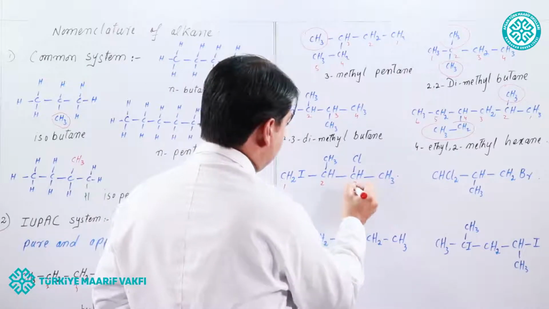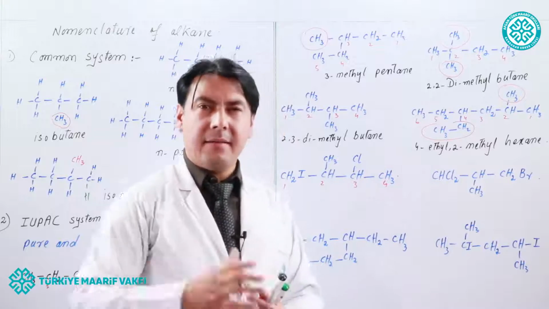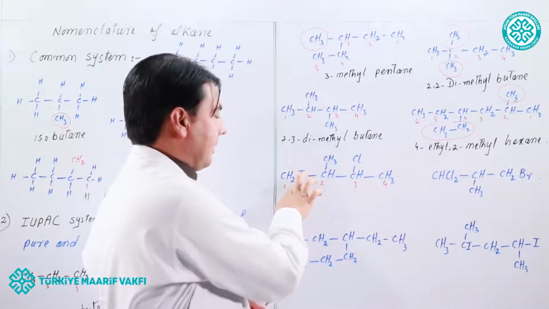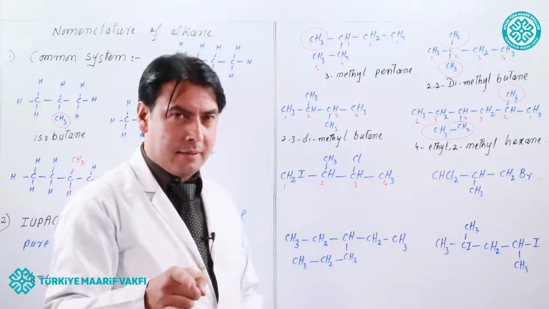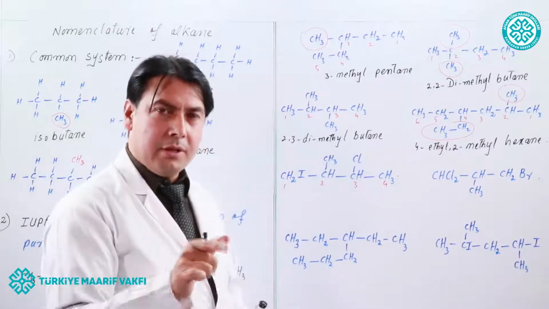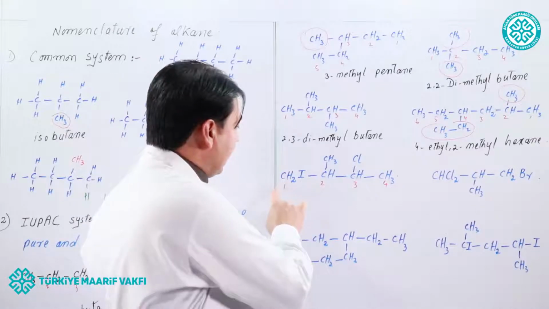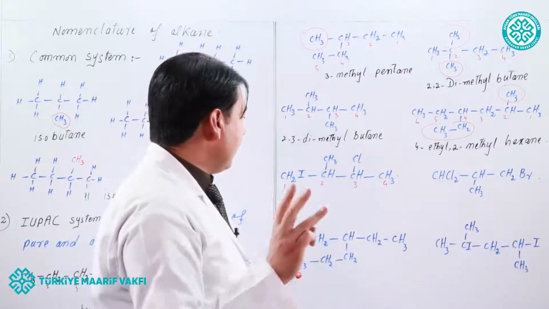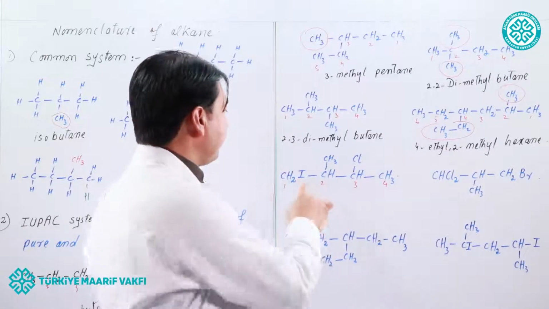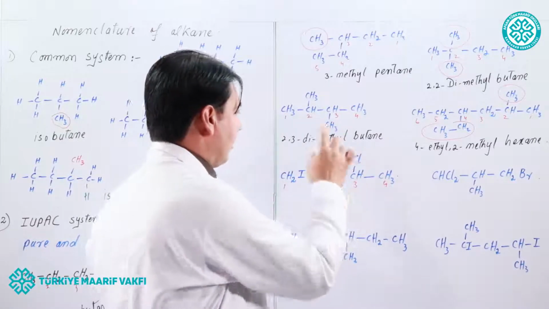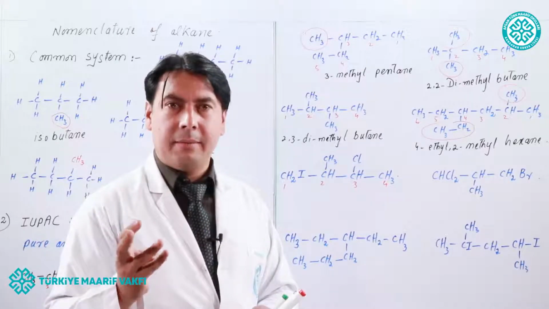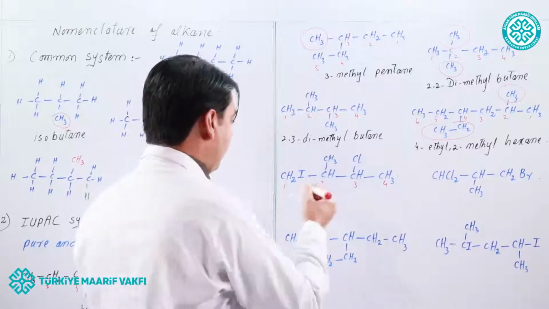Now look at another example. 1, 2, 3, 4. Why do I start the numbering from this carbon? Because iodine is present here, so at the first carbon a substituent is attached. Therefore I start the numbering from this carbon. Now how many substituents are there? 3 types of substituent: iodine, methyl, chloro. So which one will be named first? Chloro. First will be chloro.